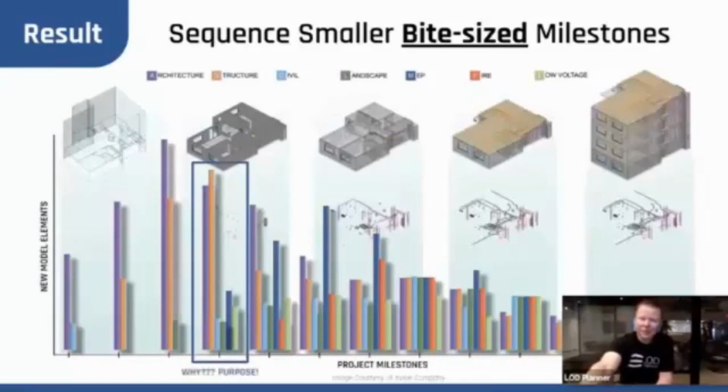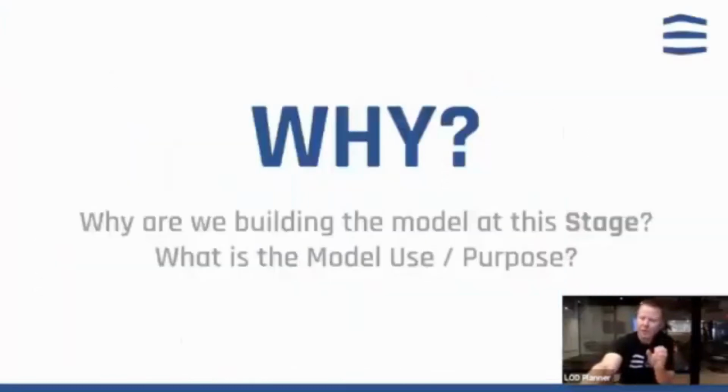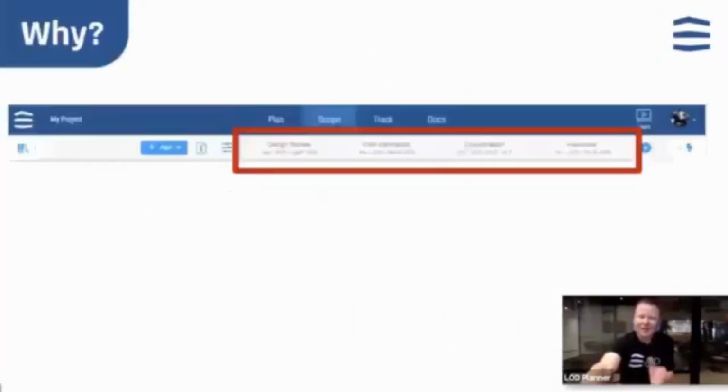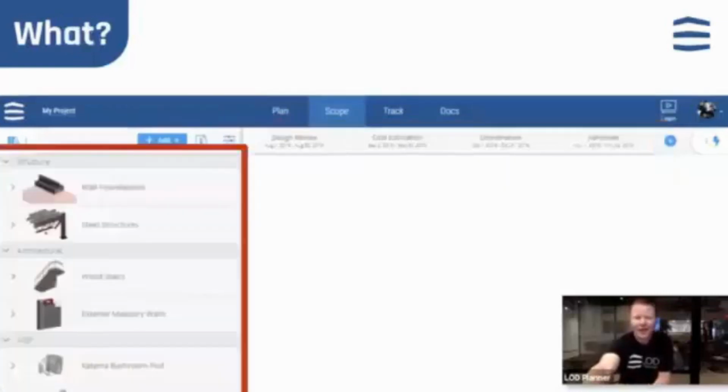And if we look at each one of these milestones, we have to define the purpose. We have to define why we are doing it. And as a BIM manager, we would be going through building that scope and understanding what those milestones were, whether they were design review type milestones, or am I building this model for a cost estimate? Am I building it for coordination, for handover? And then I'll build the scope that's required for the project as a whole.